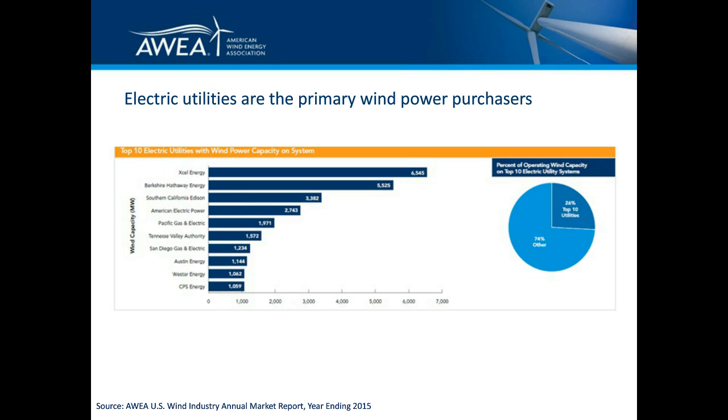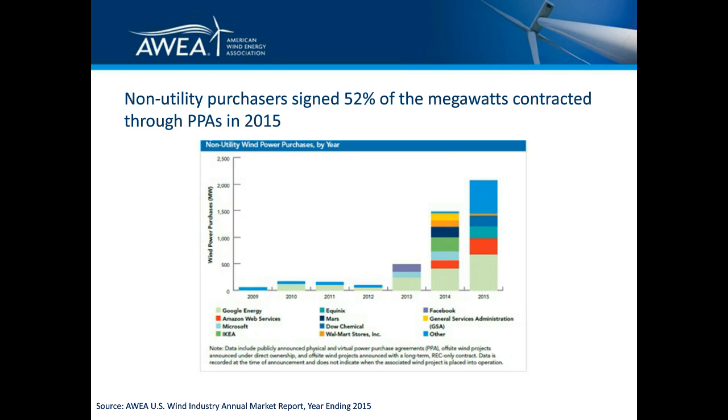We do see some participation from electric cooperatives and public utilities, especially some of the municipalities. Austin Energy in Texas, or CPS, buying a lot of wind power to deliver to their local customers.